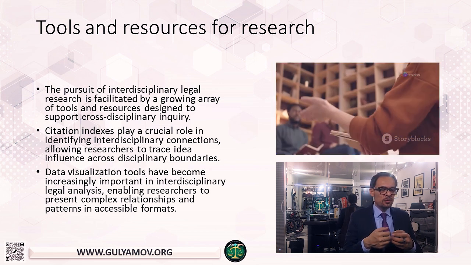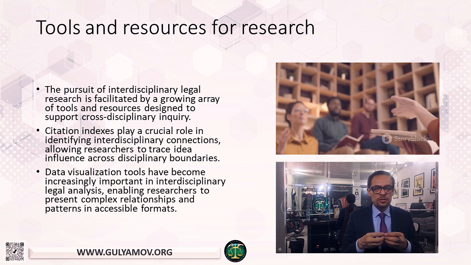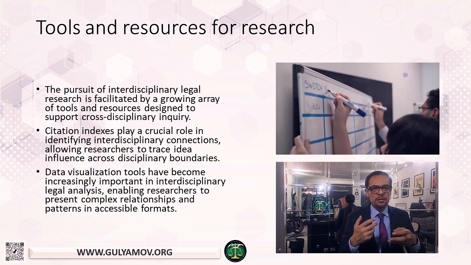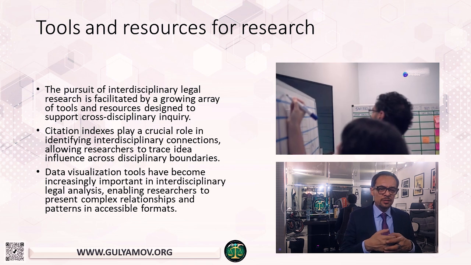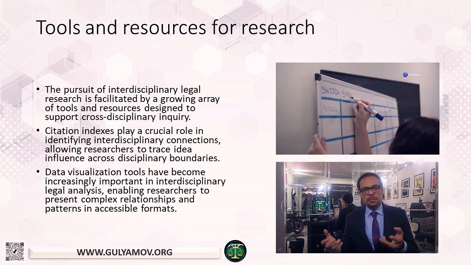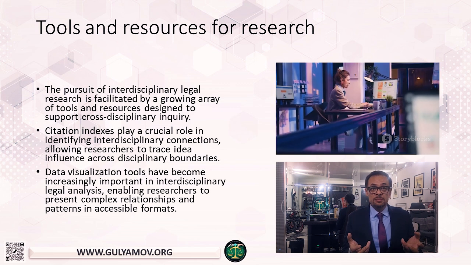Citation indexes play a crucial role in identifying interdisciplinary connections, allowing researchers to trace idea influence across disciplinary boundaries. For example, Web of Science's cited reference search can reveal how legal concepts have been adopted and adapted in other fields, or how non-legal theories have influenced legal scholarship.